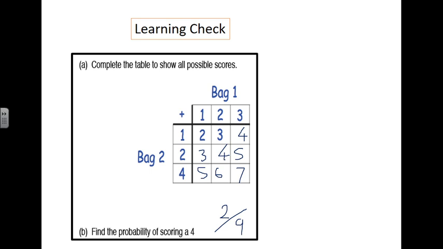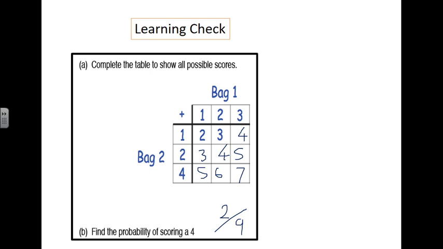And the probability of scoring a 4, well, there are only 2 4s in that table. So it's 2 out of 9. And it's 9 because there are 9 options. The bottom number is always the number of options that you see. Okay? Now, you might have fallen for the trap of looking down the left-hand side and noticing it says 1, 2, 4 and not 1, 2, 3.